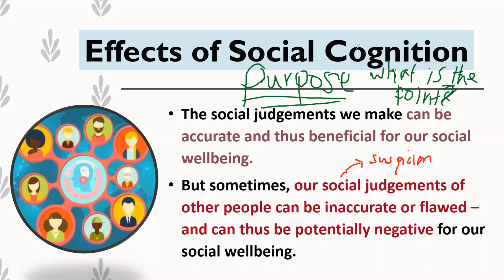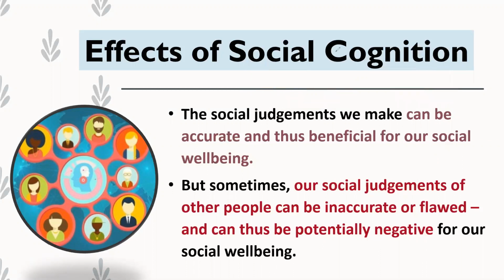So again, social cognition is important, because depending on what kind of judgment you make, you can either end up getting into a really good friendship or relationship or social connection with someone, which is really beneficial for your social well-being, or you can end up getting into a relationship that is very negative for your well-being.